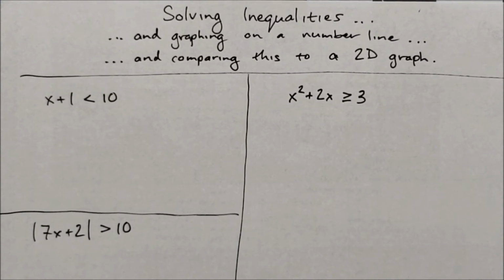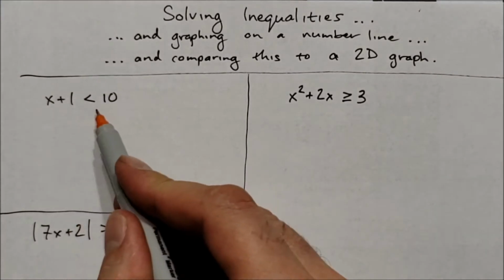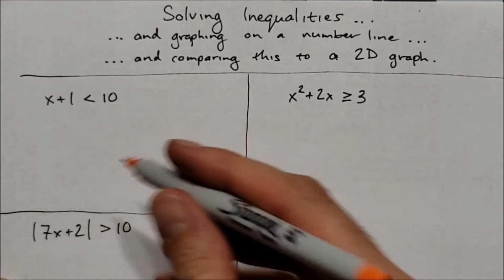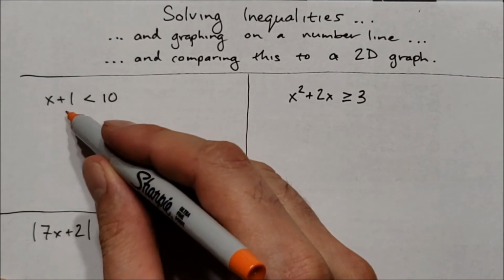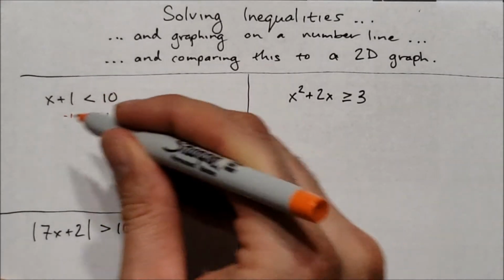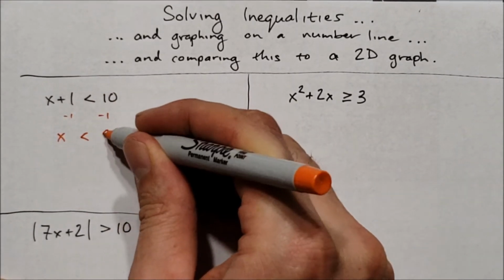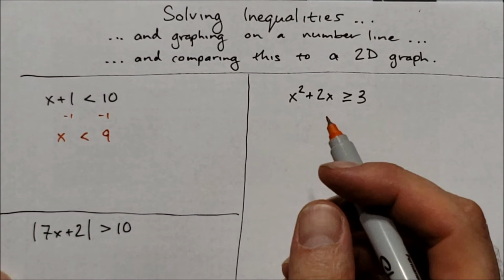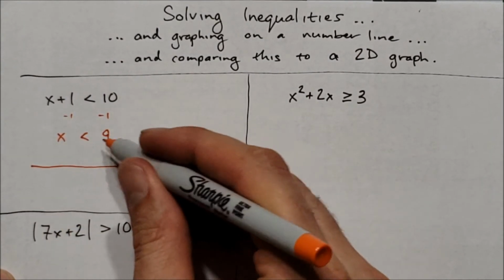Solving inequalities, graphing on a number line, comparing it to a two-dimensional graph. First one, x plus 1 is less than 10. We can subtract 1 from both sides. We have x is less than 9. On a number line, simple enough.